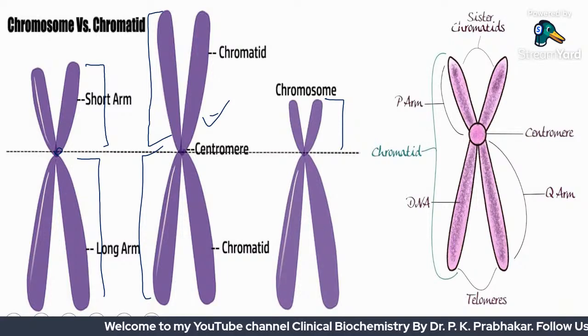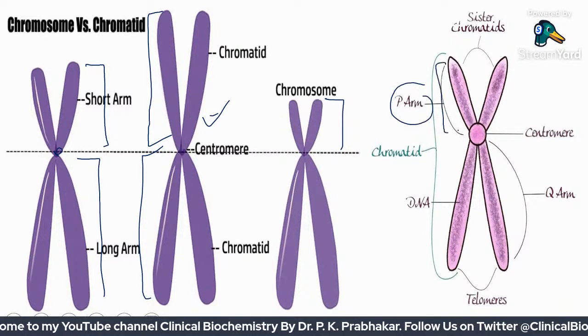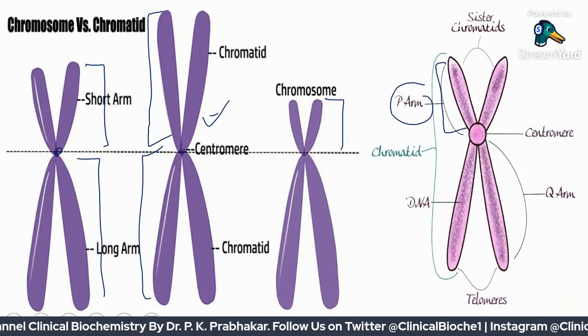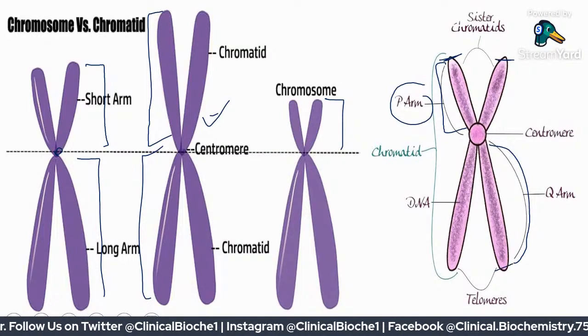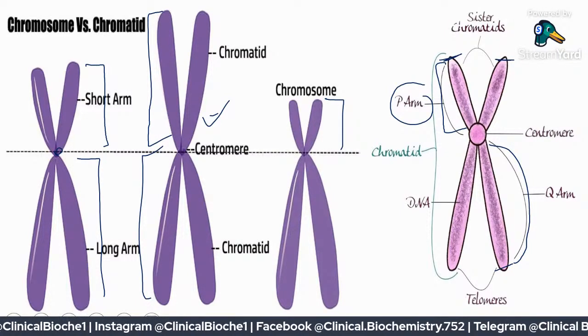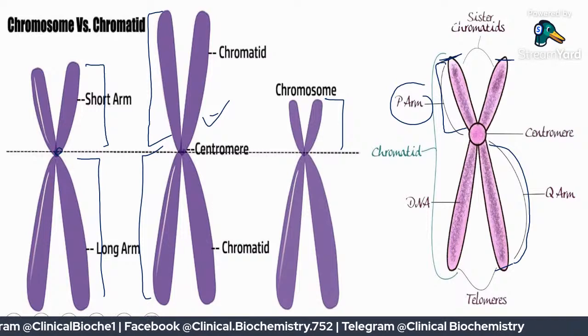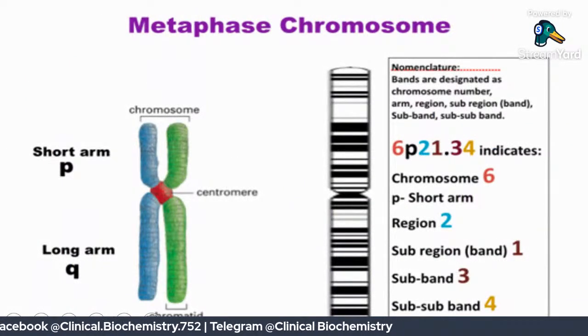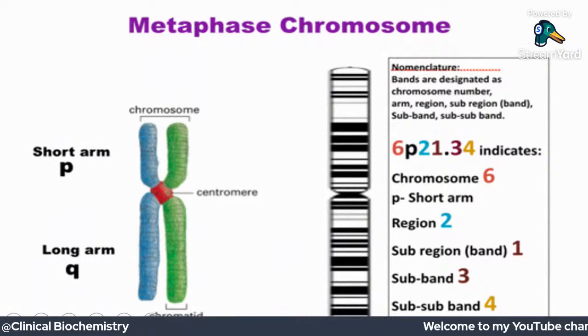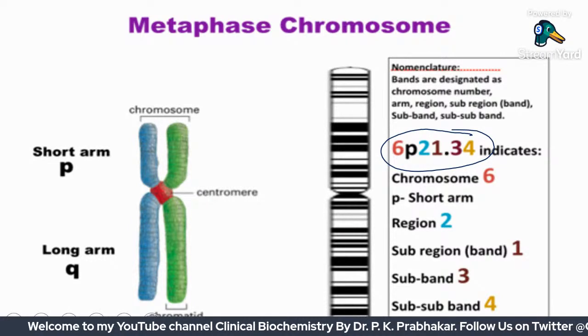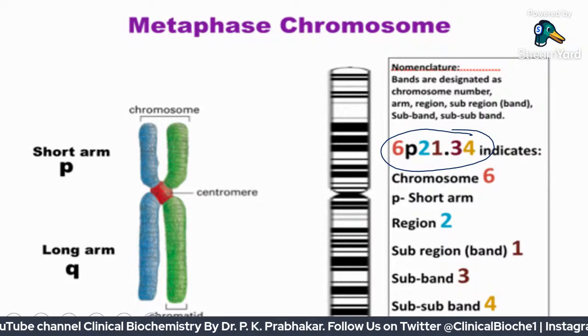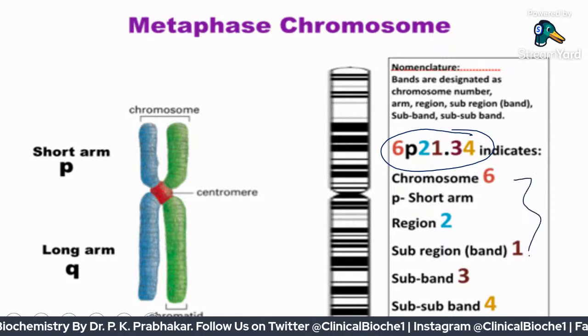The shorter arm we call the P arm. This is the short arm, so this is the P arm, and the longer arm we call the Q arm. At the terminal places we have telomeres, and the telomerase enzyme, which is normally a reverse transcriptase type of enzyme. And these are homologous sister chromatids. Probably when you study some proteins, you might have seen this type of nomenclature. On the genes, we have different types of banding patterns, heterochromatin and euchromatin, and those banding patterns have different nomenclature.